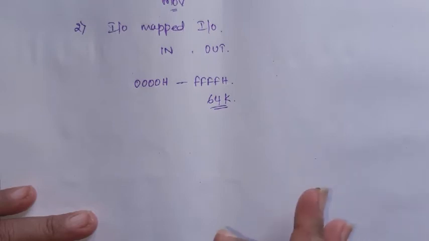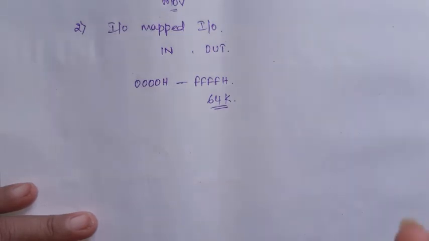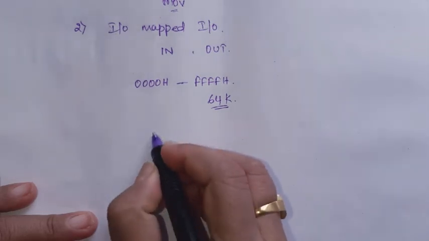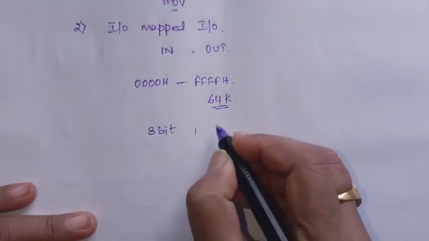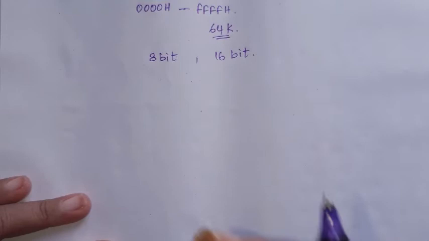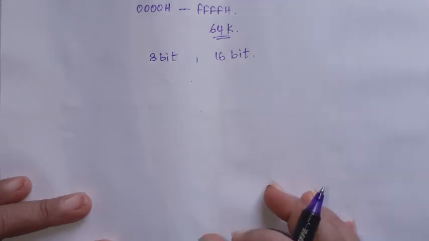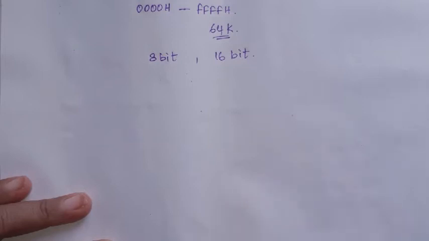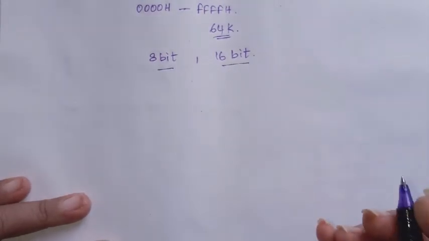Any port can have an 8-bit port address. Port means the pins where you are connecting input output devices. So this port address can be 8-bit or 16-bit. When you studied IN and OUT instructions, if the port address is 8-bit, then you can specify the address in the instruction itself. If the port address is 16-bit, then this address must be in the DX register, and we can use that in the IN or OUT instruction. So the port address can be 8-bit or 16-bit.